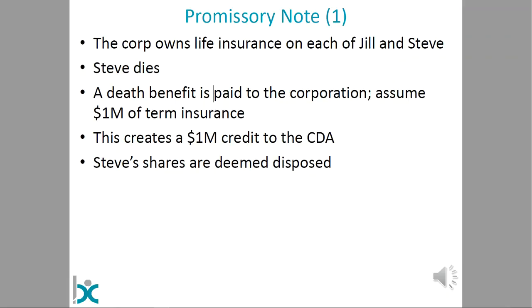So now Steve's shares are deemed disposed because of his death, just like we saw with the Jill example when we looked at the cross-purchase agreement a few slides ago. Section 70 of the Income Tax Act calls for a deemed disposition of capital property on death.